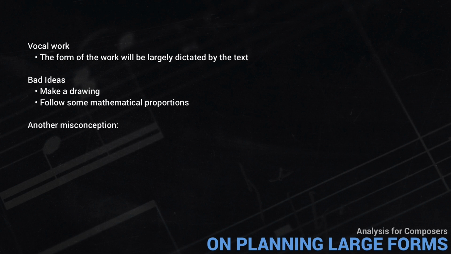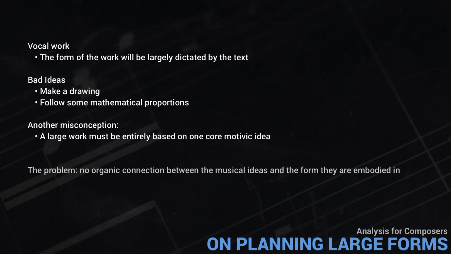Another misconception, coming mostly from Schoenberg, is that a large work must be entirely based on one core motivic idea. While such works do exist, there are many more where trying to find one core idea is fruitless, since there is none. What both of these misconceptions lack is an organic connection between the musical ideas and the form they're embodied in. In the first case, it's as though the frame exists independently of the musical ideas. In the second, it's as though just deriving a lot of material from one motive will somehow make the piece a success. If you look at how master composers proceed, the process is very different and much less Cartesian.